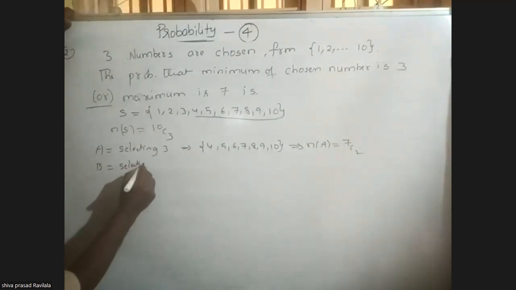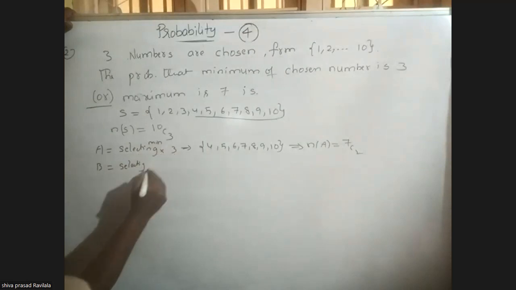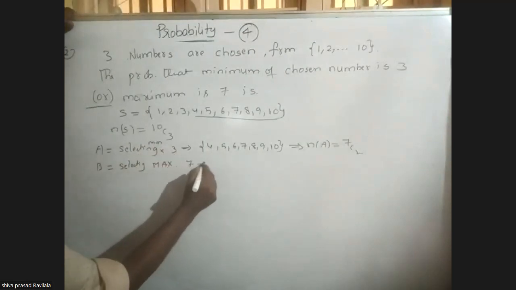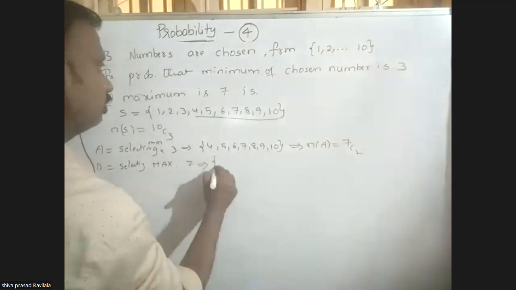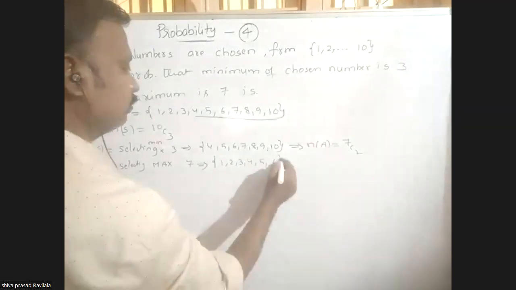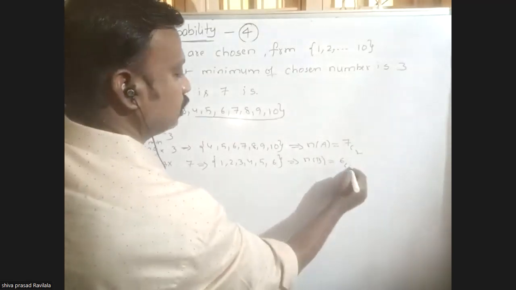Selecting first case minimum 3, and selecting maximum 7. Selecting maximum 7 means the remaining numbers, what are they? 1, 2, 3, 4, 5, 6, up to 6. Therefore, N of B is equal to 6C2.